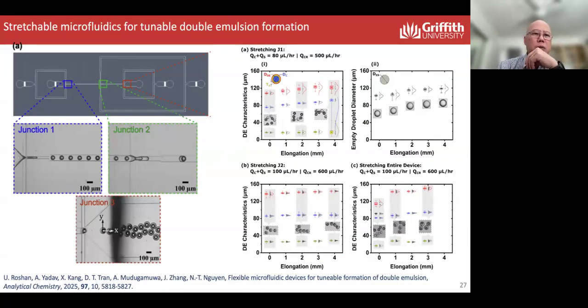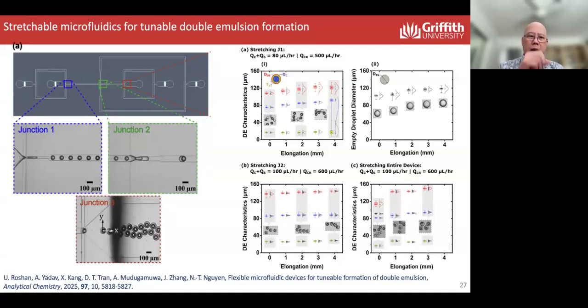And for double emulsion, we have various junctions which control the size of the core, the thickness of the outer layer, or thickness of the bead, and also a junction controlling the distance between the beads, or the frequency of the beads. So we have here, for example, 3 junctions, which we want to control separately.